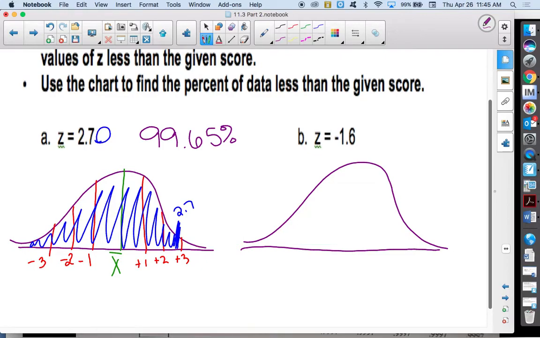The next one is negative 1.6, so we would do a similar format. We'd have the mean. This is on the negative side. So negative 1.6 is going to be between negative 1 and negative 2. We would shade, and then look that number up in the chart.